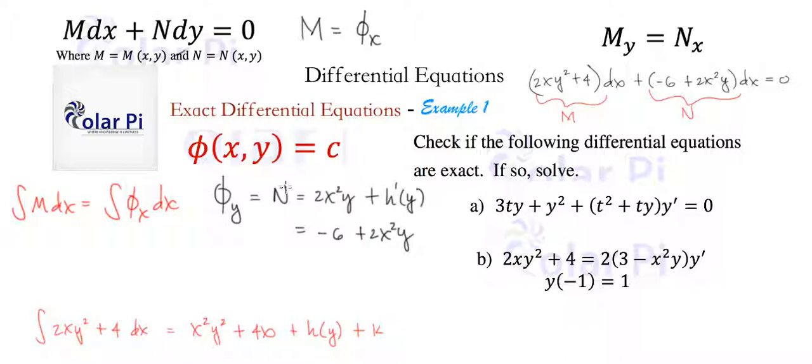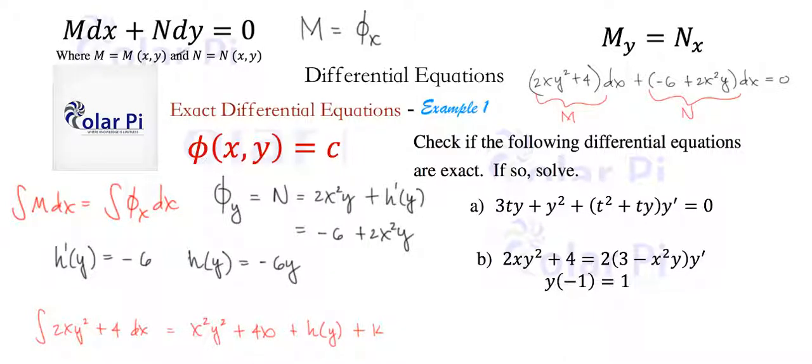Okay, so we know that n, by taking the partial with respect to x of literally our phi here, is equal to this. But on the other hand, we know n from our differential equation is this. So comparing the two, because they need to be the same, we see that this here is the same as that. So then it must mean that h prime of y is equal to negative 6. But then that'd mean that h of y is equal to negative 6y. So that means we don't have to be vague about that there. We could replace it with negative 6y.